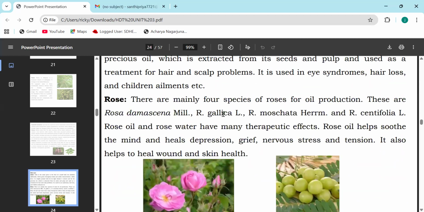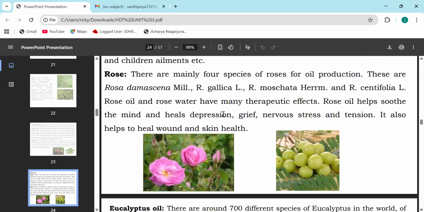And next, coming to the next one, rose. There are mainly four species of roses used for oil production. These are Rosa damascena Mill. Rose oil and rose water have many therapeutic effects, and rose oil helps soothe the mind and heals depression, grief, nervous stress, and tension. It has many benefits for healing wounds and for skin health. And next, it can also be easily used in hair products.